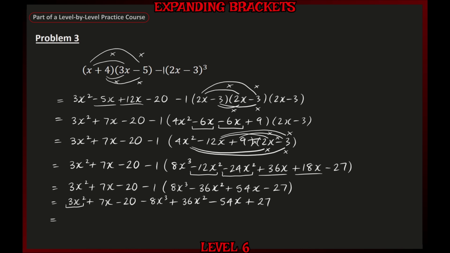So we have 3x squared plus 36x squared, which is 39x squared. We have 7x minus 54x, and this gives us minus 47x. We have minus 20 plus 27, which gives us plus 7, and we also have a minus 8x cubed on its own. So our final answer to problem 3 is 39x squared minus 47x plus 7 minus 8x cubed.